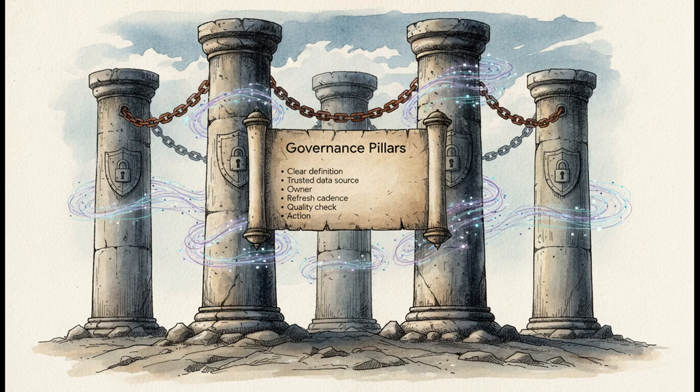Number 1, a clear definition so everyone knows what the metric actually means. Number 2, a trusted data source. Number 3, a specific owner who is accountable for it. Number 4, a documented refresh cadence. Are we checking this daily, weekly, monthly? Number 5, a strict quality check protocol. And number 6, it absolutely must have a clear business action tied to it. This governance links your data quality directly to specific executive outcomes.